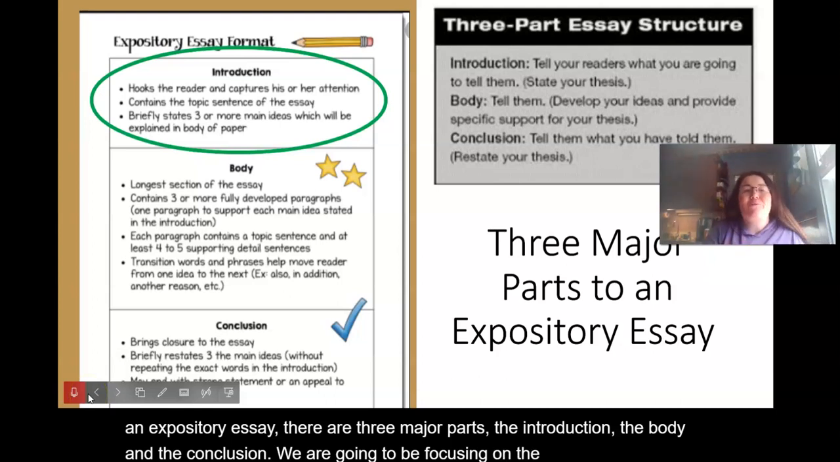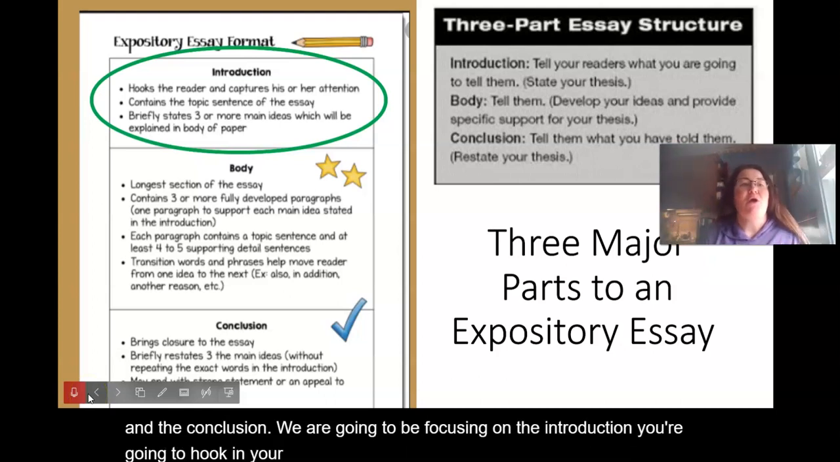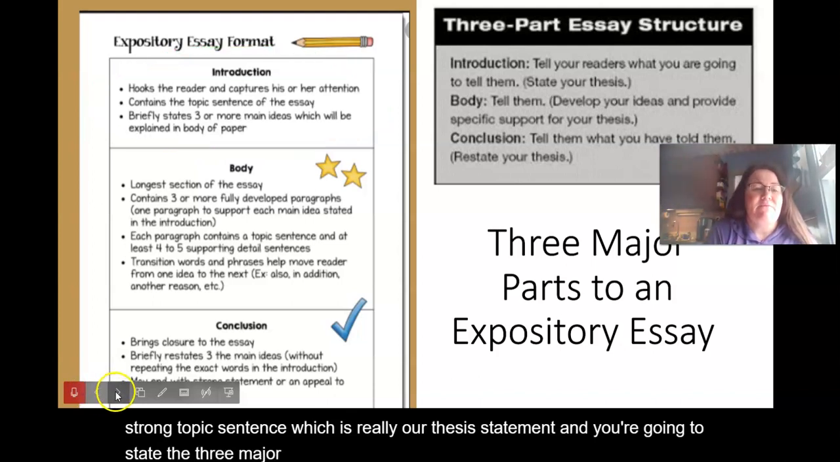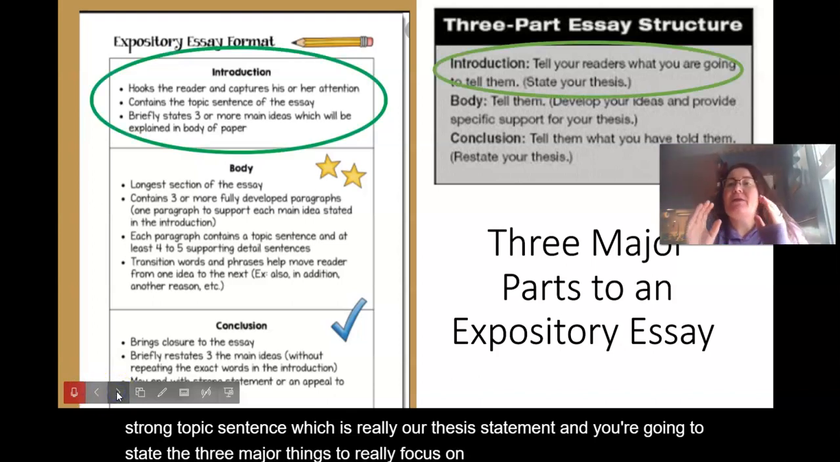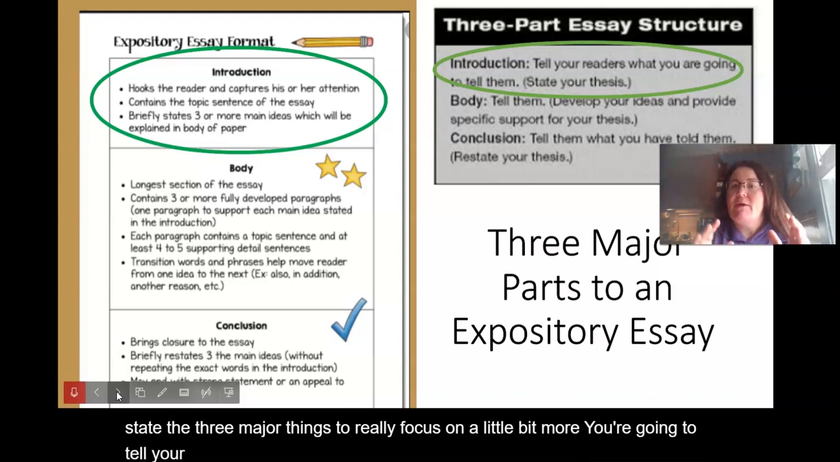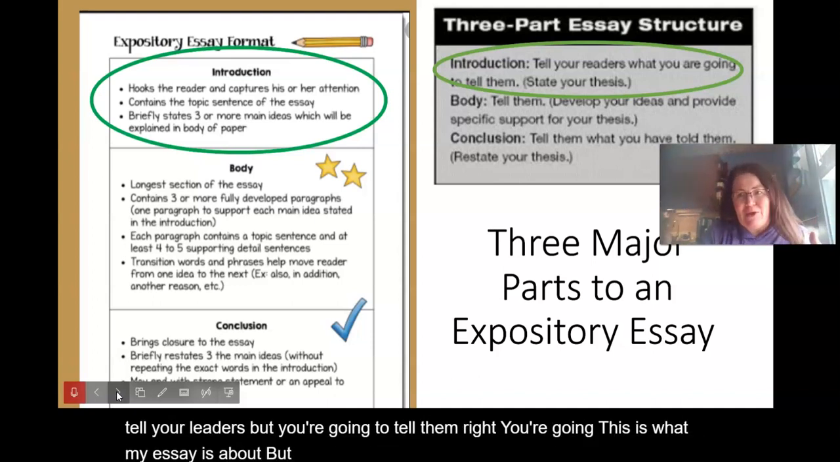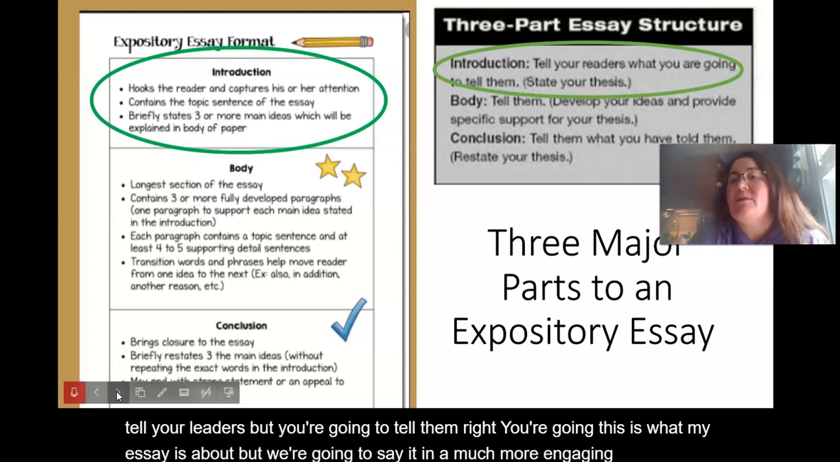You're going to hook in your reader, capture their attention. You're going to have a strong topic sentence, which is really our thesis statement, and you're going to state the three major things. To really focus on this a little bit more, you're going to tell your readers what you're going to tell them, right? This is what my essay is about, but we're going to say it in a much more engaging and interesting way so they want to keep reading.